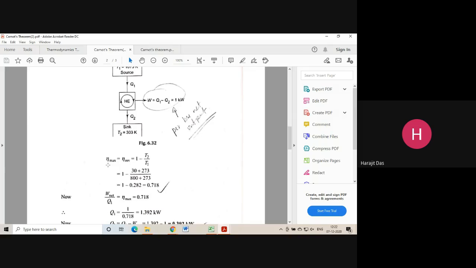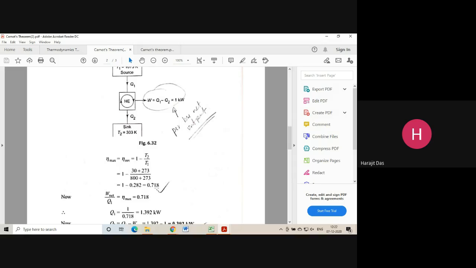So what was the efficiency? We know by formula that the efficiency of a reversible heat engine, eta reversible or eta maximum, is 1 minus T2 upon T1, isn't it? So what is T2? This is the sink temperature. So 30 plus 273, because 30 is given, so you need to add 273 Kelvin. Then 800 plus 273. If you just calculate this value, you will get 1 minus 0.282.